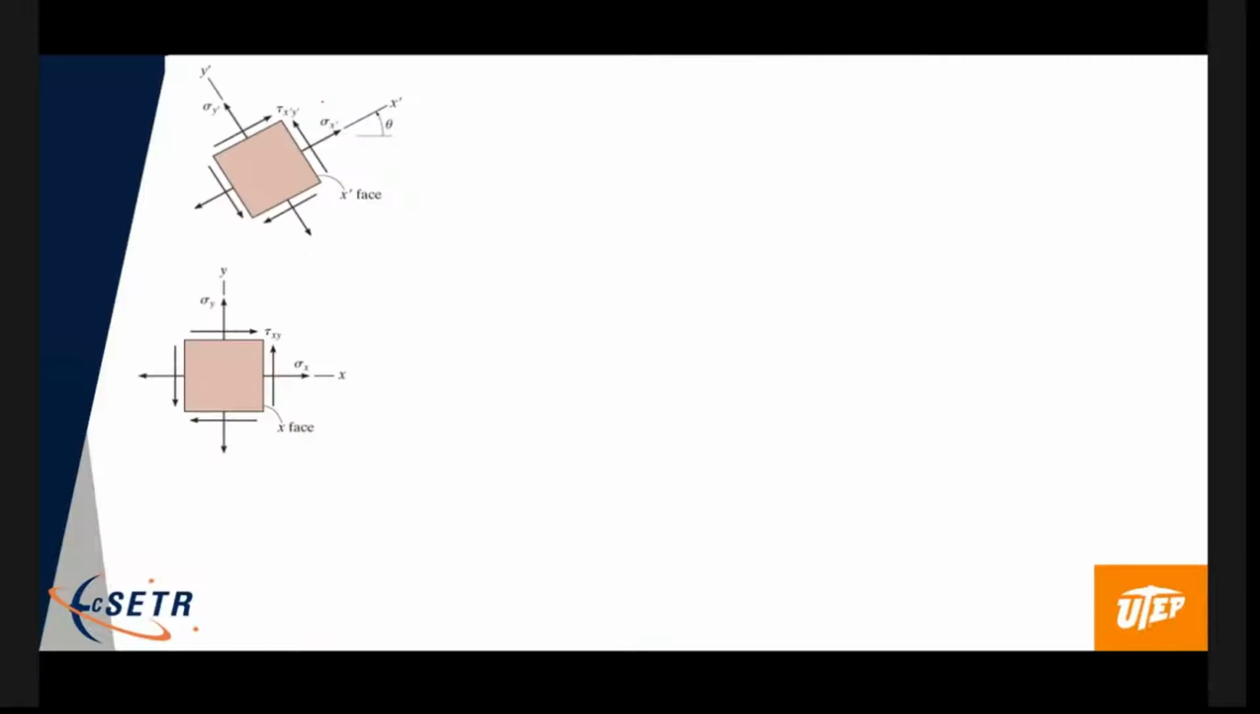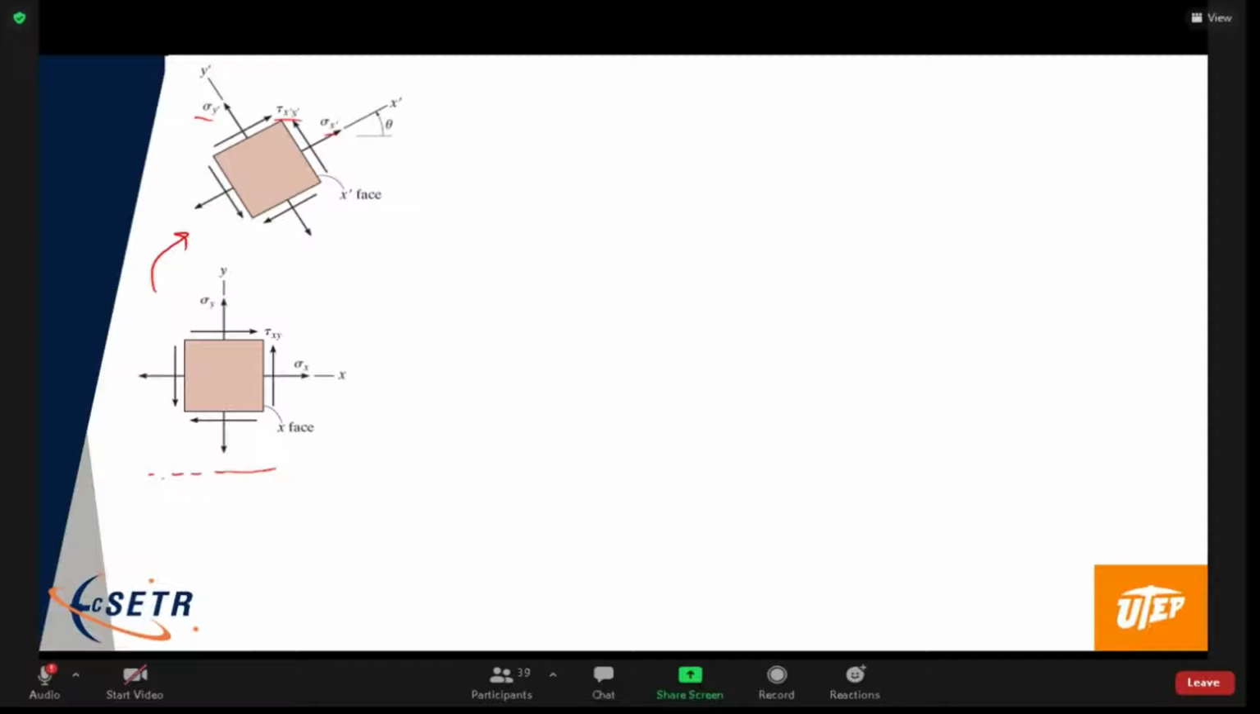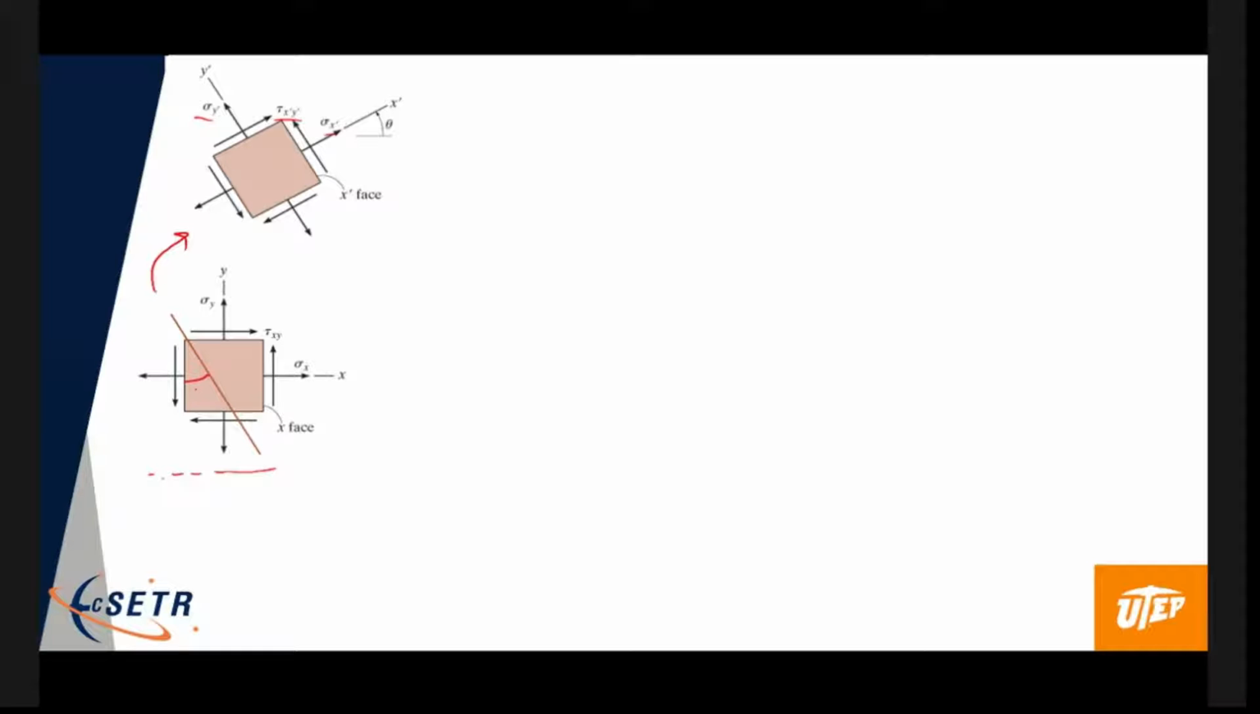All right, let me do the next slide because this kind of shows exactly what I'm talking about. So same thing, we know everything here, and I want to get the components in this one. I know sigma x, sigma y, tau xy. I know the angle theta, and I want to be able to get sigma x prime, sigma y prime, and tau x prime y prime in the new coordinate system.